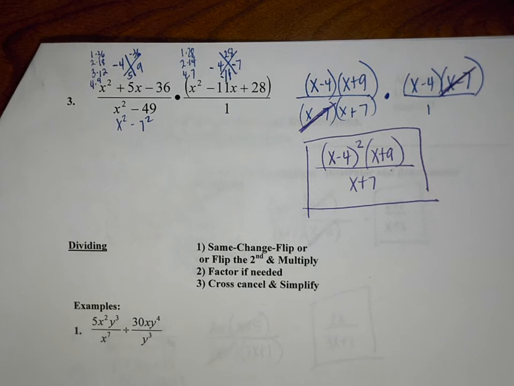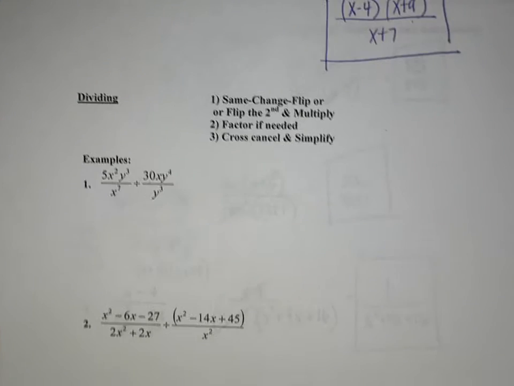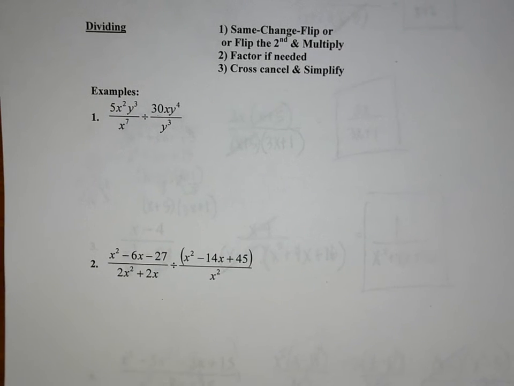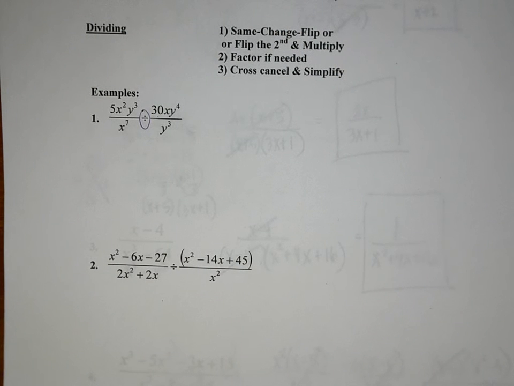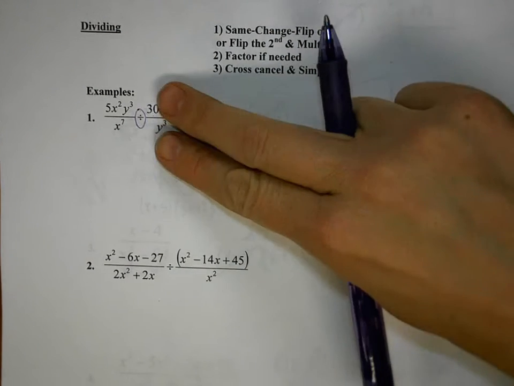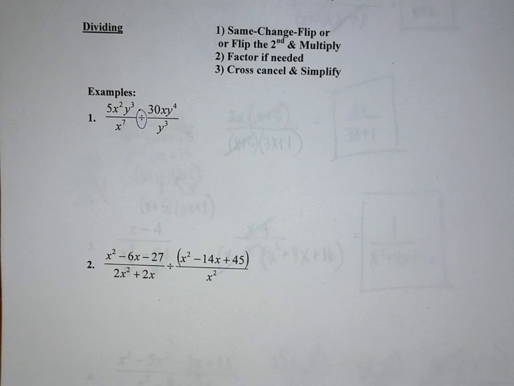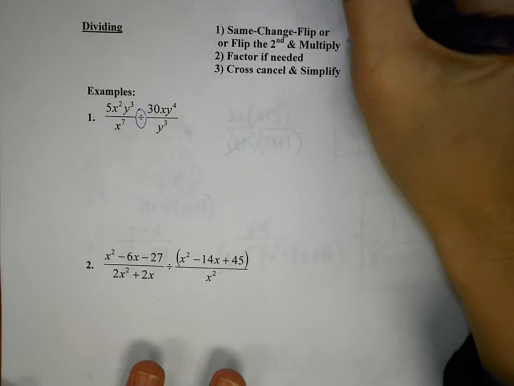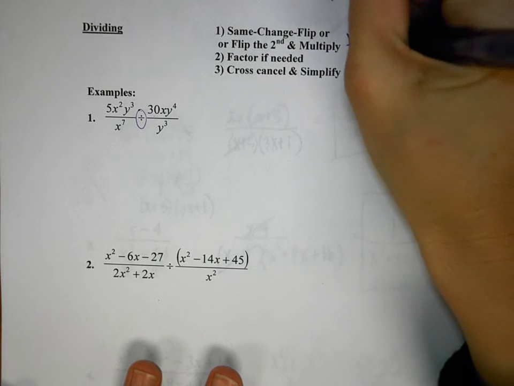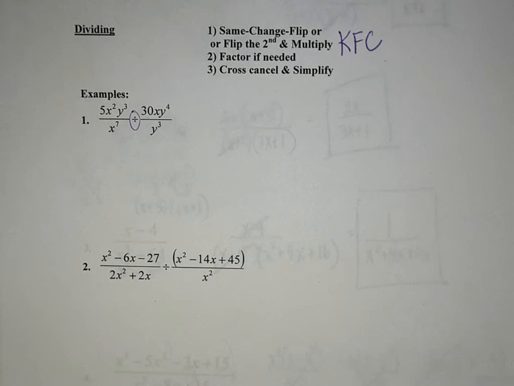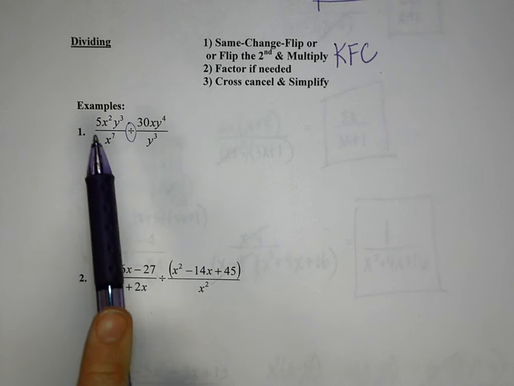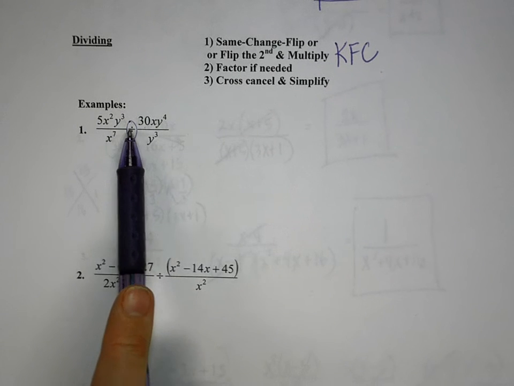Okay, dividing is pretty much the same thing, except you have to end up changing division into multiplication. And the way that you do that is by flipping the second fraction. A lot of you might have learned this at Rayburn by KFC. Keep, flip, change. I oftentimes say same, change, flip because the first one's the same, change to multiplication, flip it.